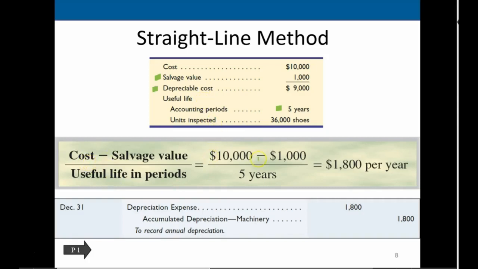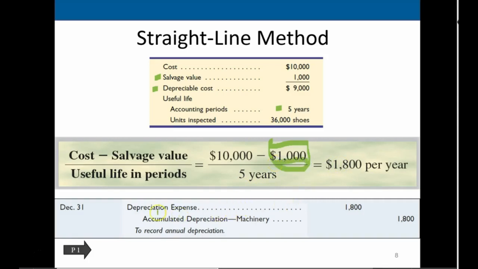So at the end of the 5 years, we want the book value to be this $1,000. Therefore, we're going to take 10,000 minus the 1,000, giving us the 9,000. Then we're going to divide that by the useful life, the 5 years. And that means we're going to depreciate, or lower, the cost from 10,000 by 1,800 each year for 5 years, which will leave us with the salvage value at the end of the 5 years of $1,000.